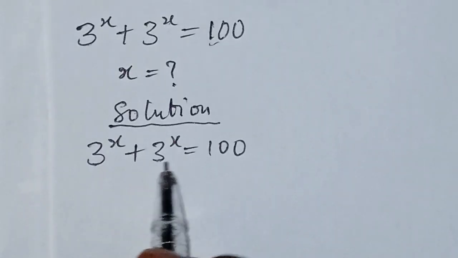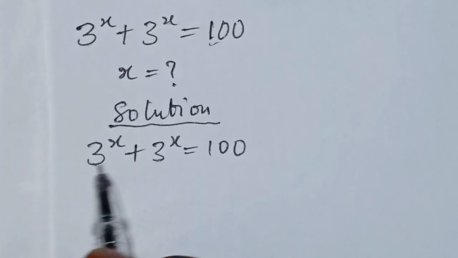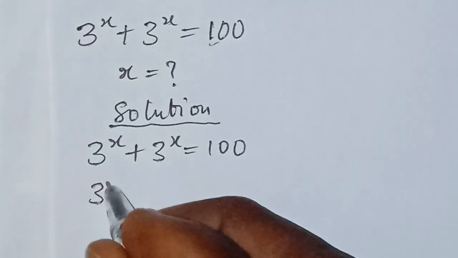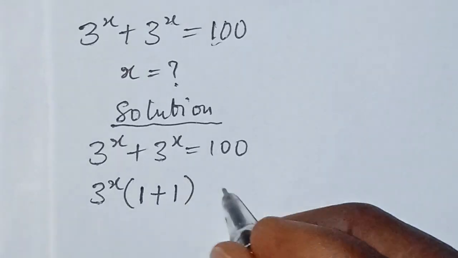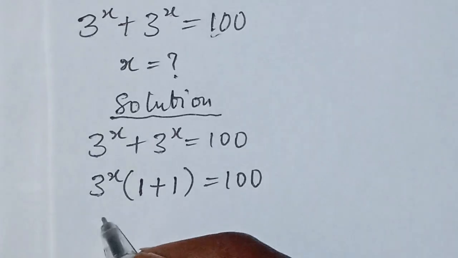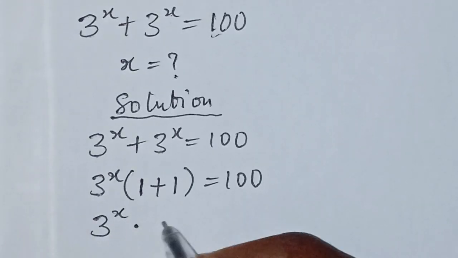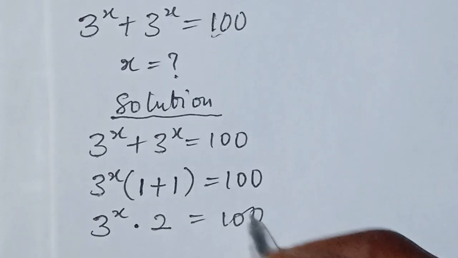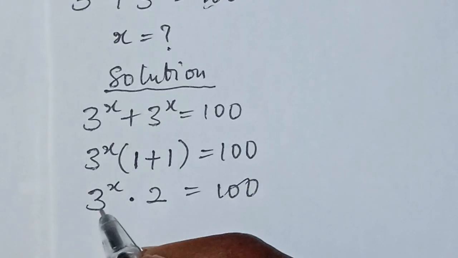So the first approach is to consider the left hand side. Having that 3 raised to power x is common, we can factor that out first. We have 3 raised to power x into bracket 1 plus 1 equal to 100. So 1 plus 1 makes the next step become 3 raised to power x, then multiply by 2 equal to 100. So we want to isolate this 3 raised to power x.